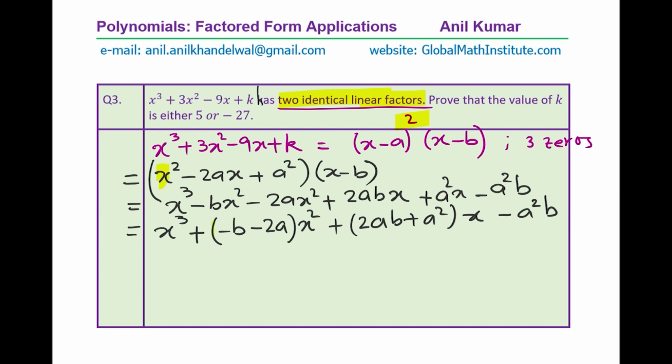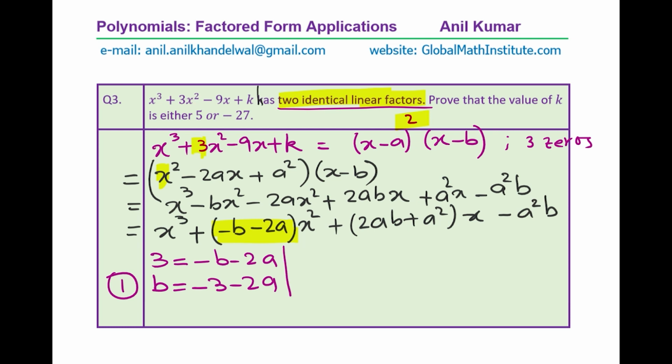The coefficient of x square is minus b minus 2a, and here it is 3. So both should be equal, right? So that means 3 is equal to minus b minus 2a, correct? Now from here I can write what b is equal to. So b is equal to minus 3 minus 2a. We'll call this our equation number 1.